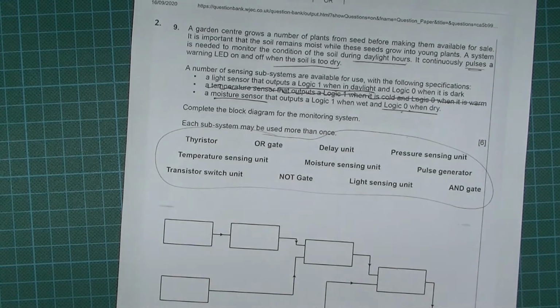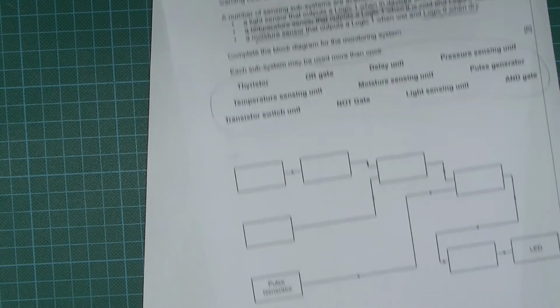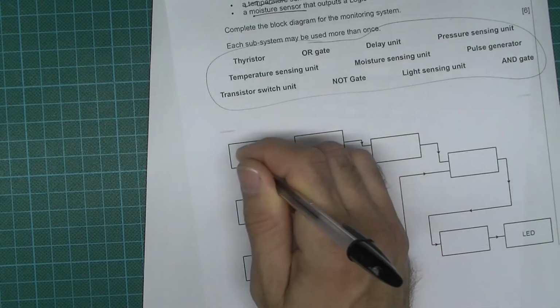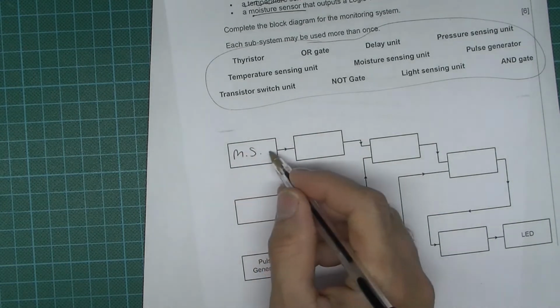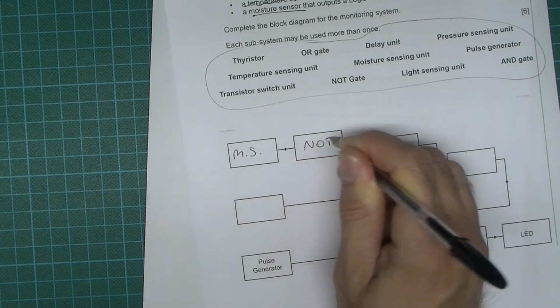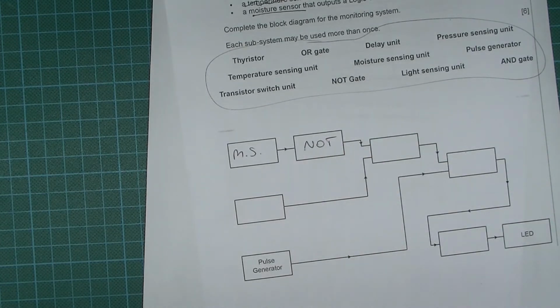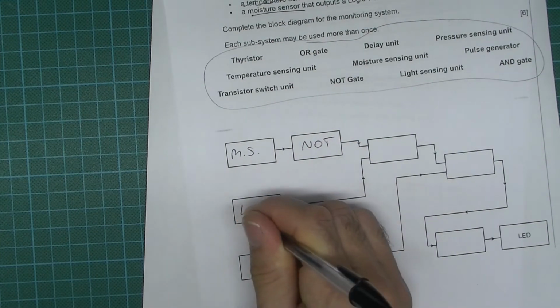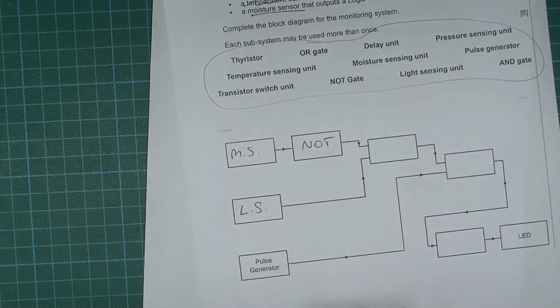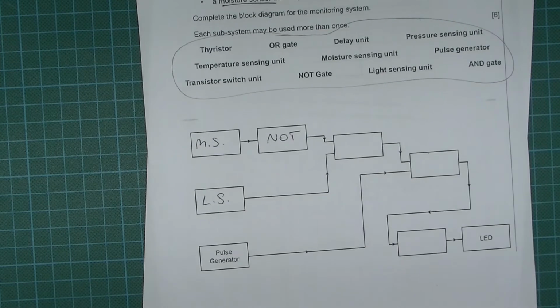So the moisture sensor is going to go here. I'm just going to abbreviate this. You should write the full words, okay? Moisture sensor goes here, and then the NOT gate will go here. The light sensor. Once again, do write the full words here, okay? I'm just making this a quick video.